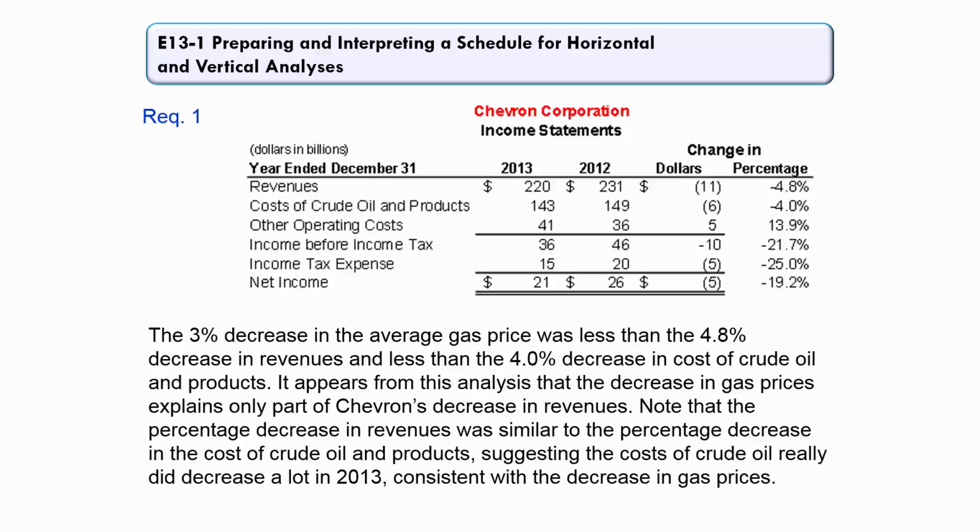Now, my interpretation of this is if price times quantity is equal to revenue, then perhaps we have an issue not only with prices going down, but with quantities sold going down too.